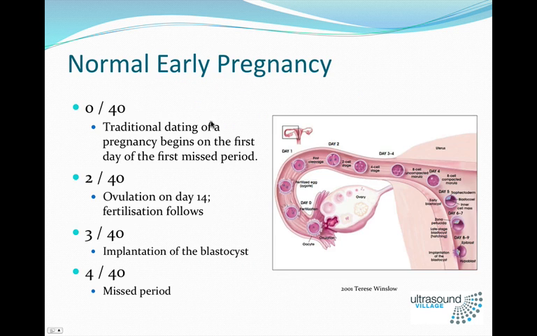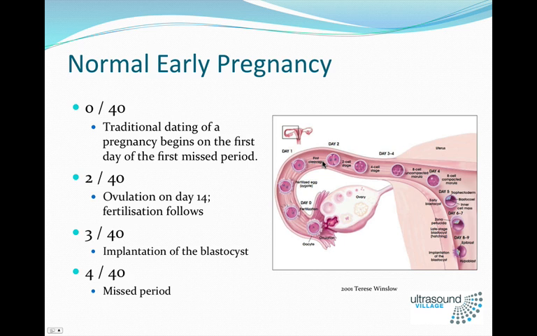So we traditionally date early normal pregnancies from the date of the first day of the last period. So I think I've got that wrong there, but our dating should be from the first day of the last normal period, as we know. So 2 weeks pregnancy is actually when you ovulate and fertilization follows. So ovulation and fertilization is actually day 0 here. So fertilization, day 0. Then the fertilized egg comes down through the tube.